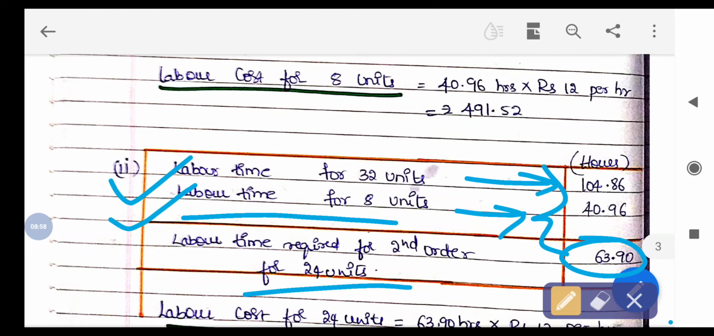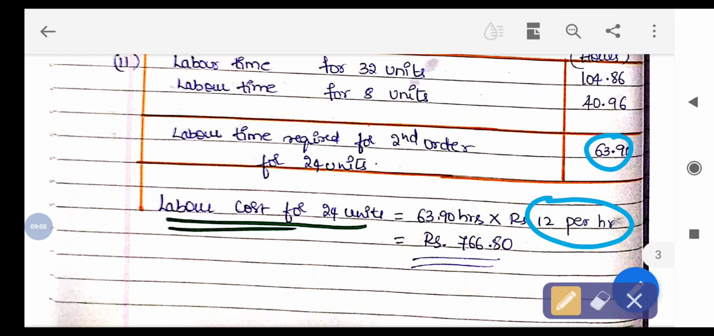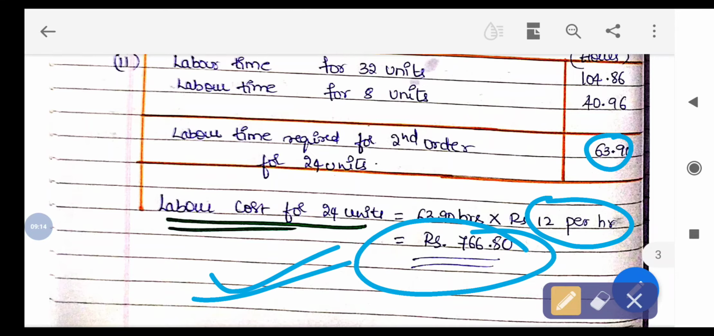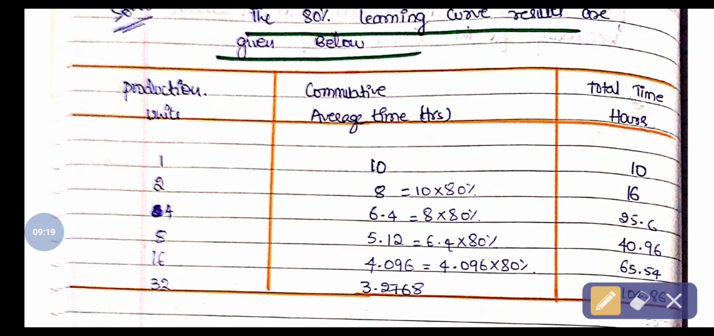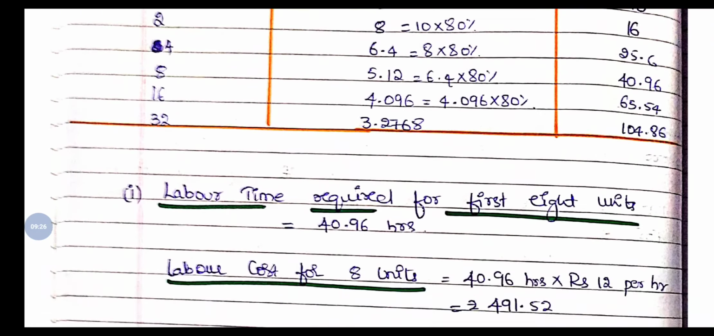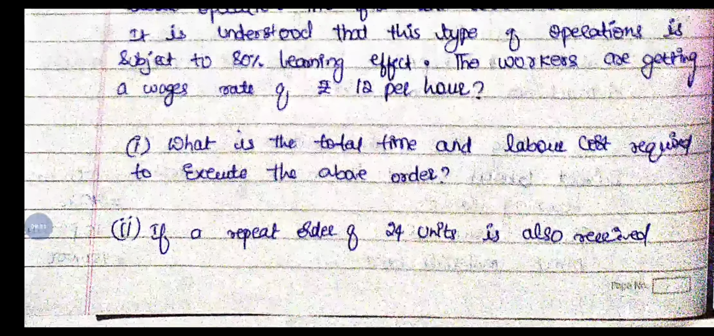So here we have got the total time. Next, they have asked for the labor cost. They are paying 12 per hour, so 63.90 hours into 12, the cost will be 766.80. Simple, nothing more to it. We just have to calculate the average hours, that is the cumulative hours, then multiply by the production units to get the total time. Then we multiply the total time by the wage rate. That's it. If you have any doubt, you can ask me in your group. Thank you.